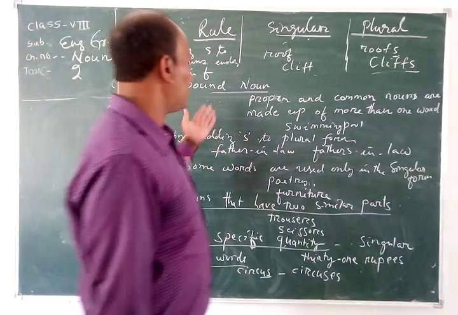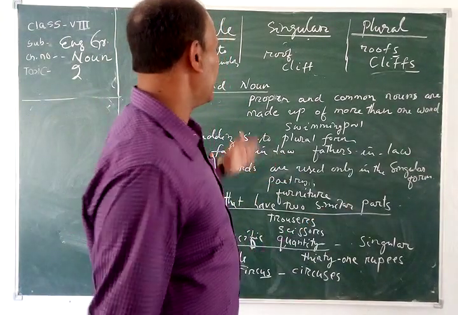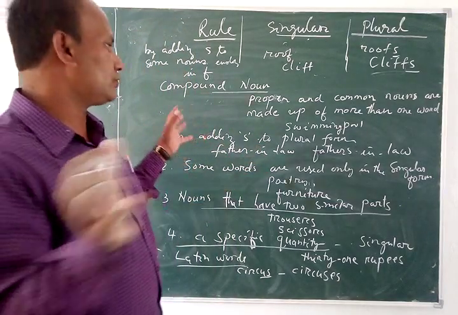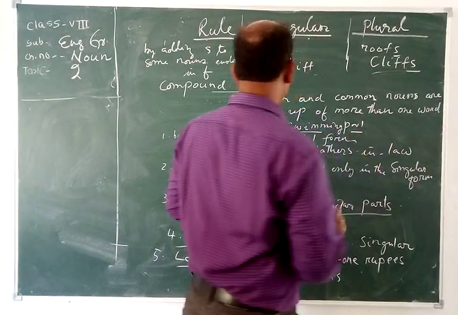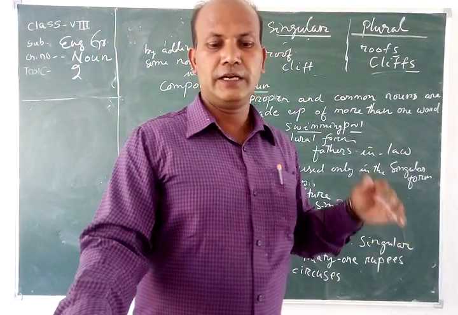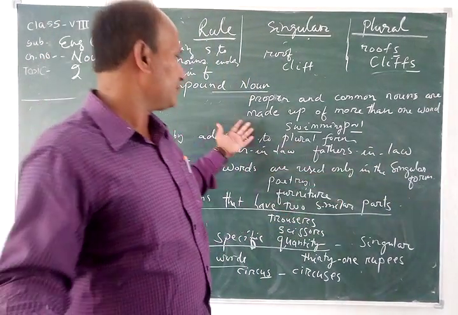Next, come to compound nouns. Compound proper and common nouns are made up of more than one word. They are called compound nouns. Compound is two words together, like swimming pool, swimming also pool, two words together. Many words we can say, for example, newspaper, passbook, etc. These are all compound nouns. Do you understand?